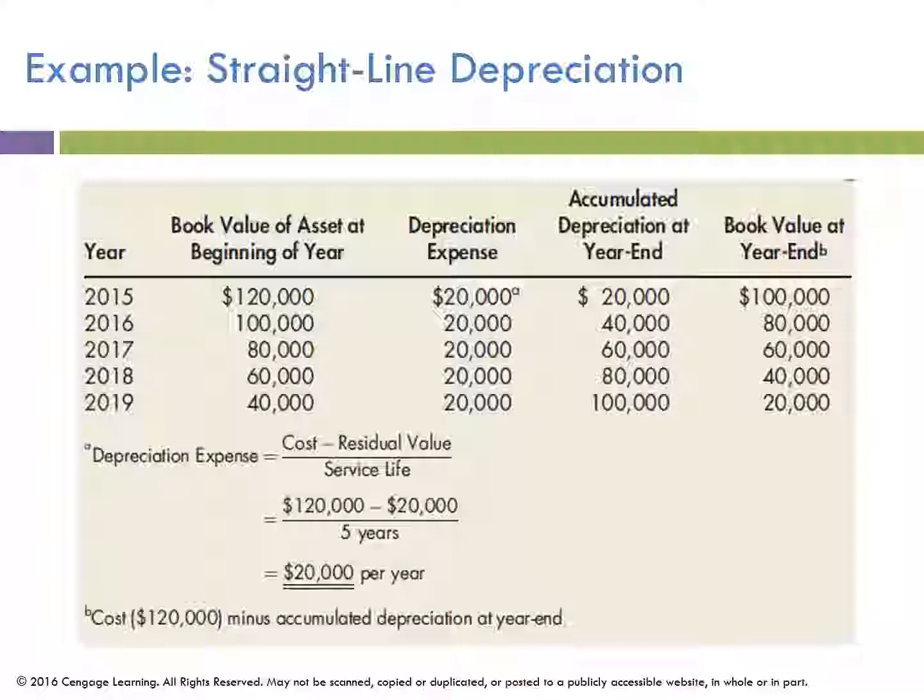Why is it at $20,000? Because when you are finished depreciating an asset, the book value should equal the residual value and never be less than the residual value. Never.